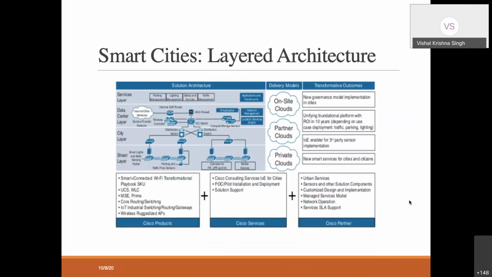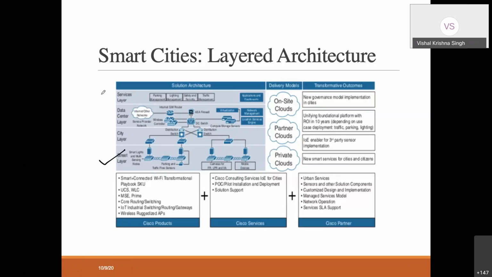Now, finally, I have a smart city architecture which I'll be discussing. So this figure shows the layered architecture, which is very popular in the concept of a smart city. Now, as you can see, it is a four-layered architecture. The first one is the street layer. The second one is the city layer. The third one is the data center layer, and finally it is the services layer.